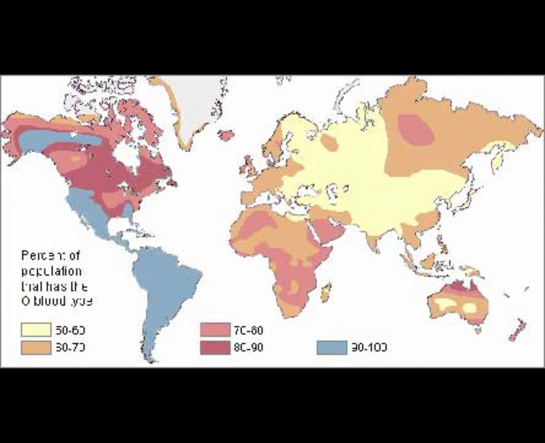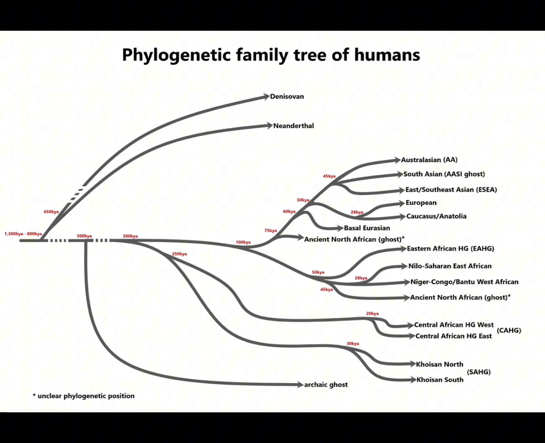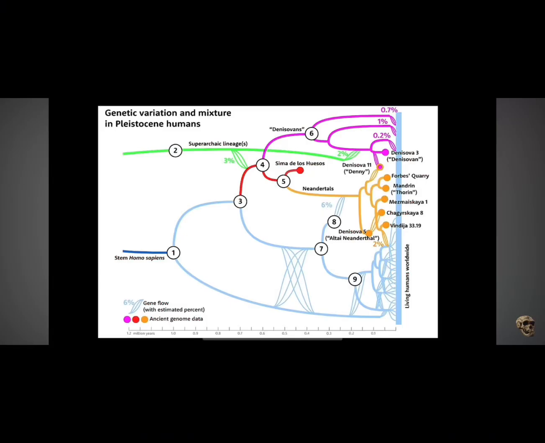Human diversity is best understood as continuous, overlapping, and shaped by migration and growth, not as separate branches on a tree, but as a braided river.